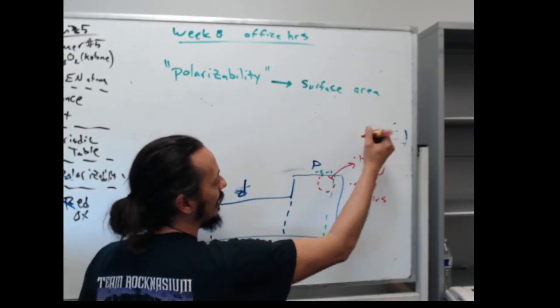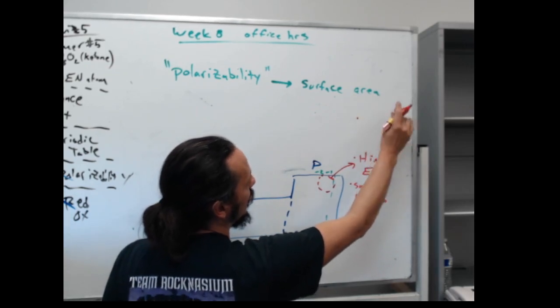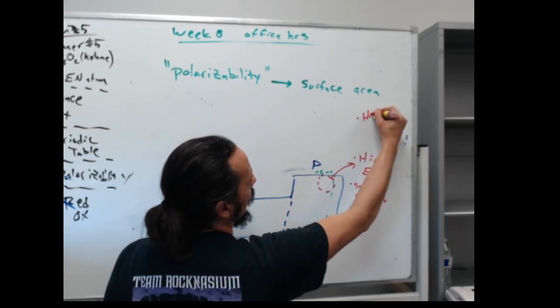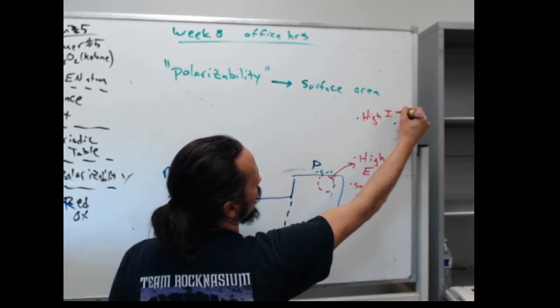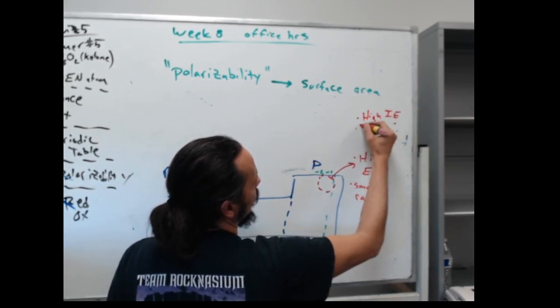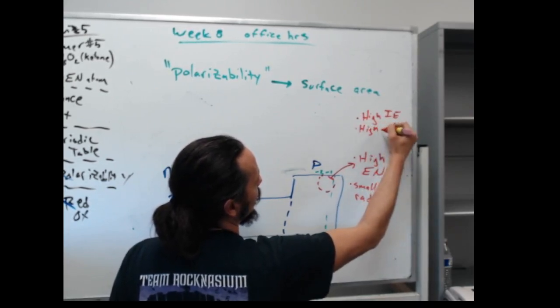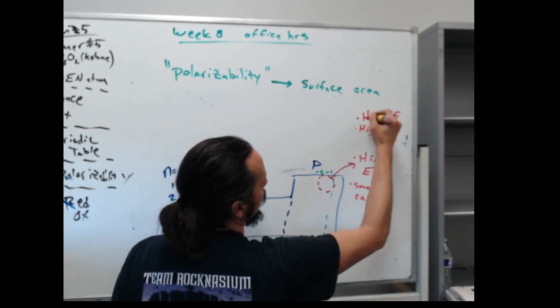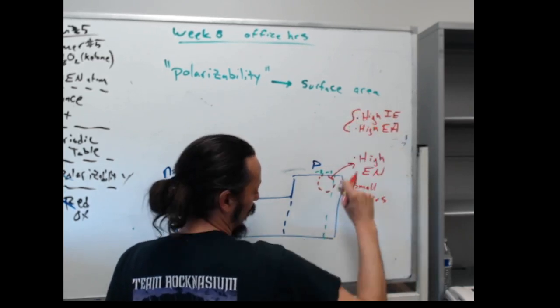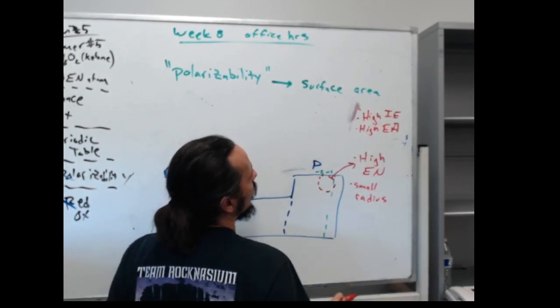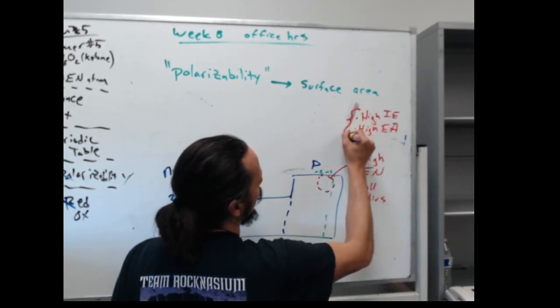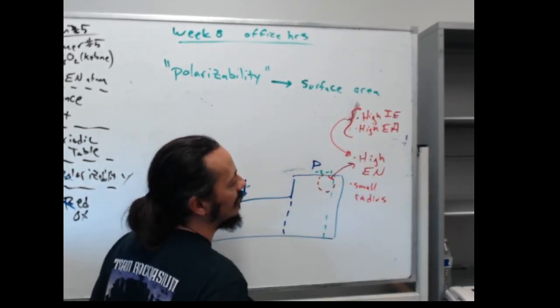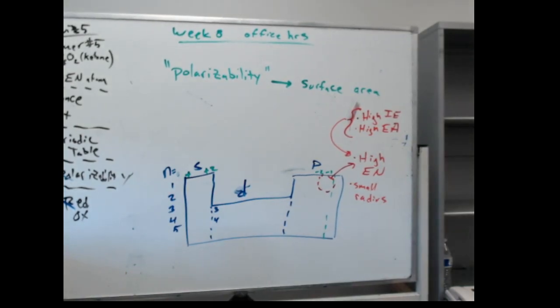We could do electronegativity. We could also split it into high ionization energy, high electron affinity. But these two things really feed into the electronegativity. So it's just those two that I really like to remember: high electronegativity, small radius.